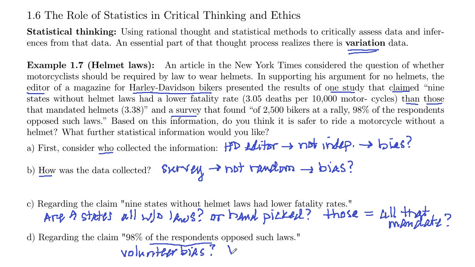And then why did they oppose? We're not told anything about why they opposed. Did they oppose it for safety reasons or for convenience? Right? I mean, helmets are hot, they're heavy, they're uncomfortable. Who'd want to wear a helmet if you weren't mandated to? So all these kinds of questions need to be asked when you're doing an inferential analysis.